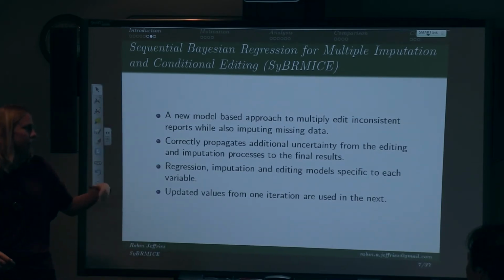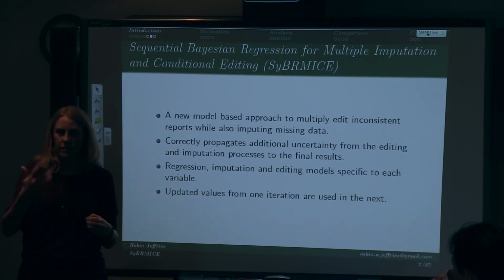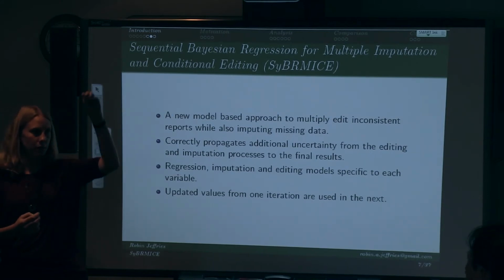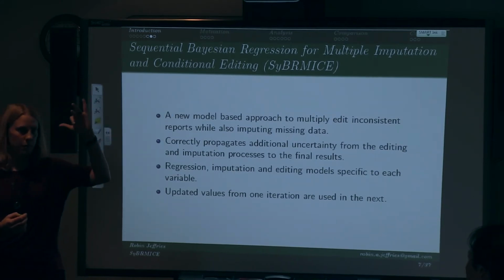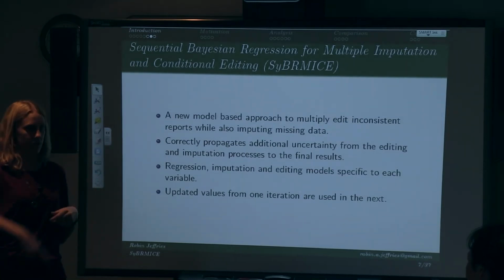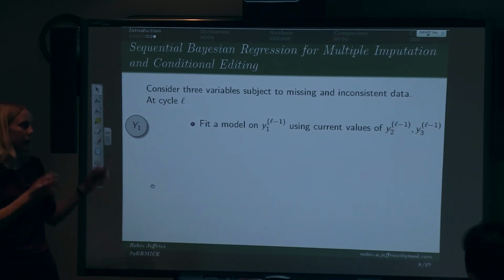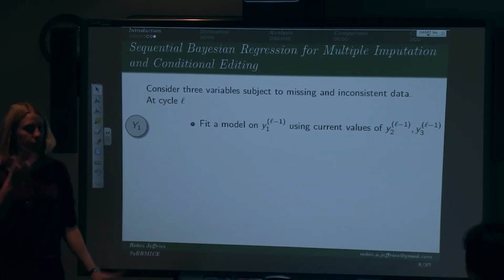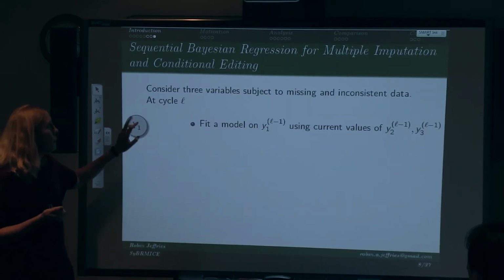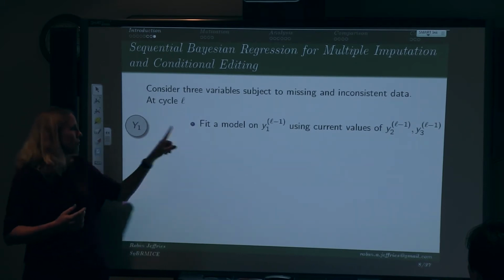Okay. And the whole learning from previous information comes from the fact that it's a cyclical model. I run through all the variables once, create estimates, and then use those current estimates in the models for the next set. So, just a real quick specific: if we consider just 3 generic variables that are subject to both missing and inconsistent data, for each cycle I'm going to fit a model on the most current version.